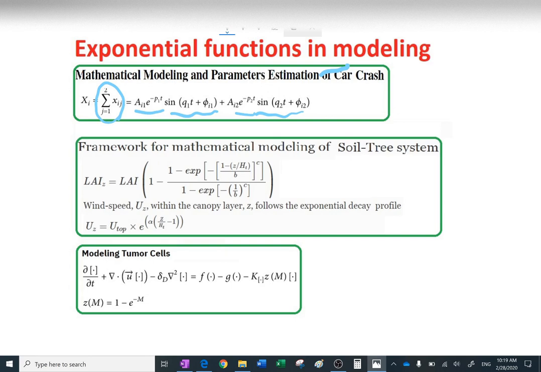Framework for mathematical modeling in a soil tree system. Whatever it is, you have to read the article, whatever they mean, but I see an exponential function here. Sometimes if an exponential function has a huge exponent, they literally put the word exp and then the huge exponent. You need to learn how to differentiate this: everything in the brackets is the exponent. And then you see this u sub x, a canopy layer apparently, of the exponential decay profile. An exponential function is there. How fast does the decay happen? Find me the derivative. So I need you to be able to differentiate those things, in a week, basically.